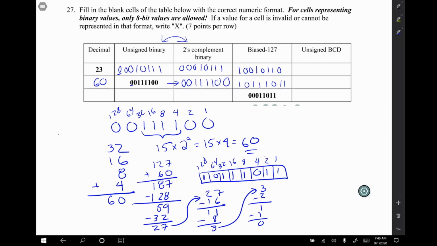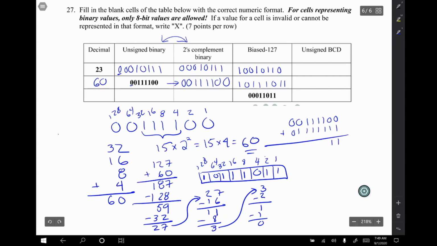Now remember, we have a way to double check this. We take the 2's complement value, 00111100, and we add 127 to it, a 0 followed by 7 ones. So we have 0 plus 1 is 1, 0 plus 1 is 1, 1 plus 1 is 0, carry the 1. 1 plus 1 plus 1 is 1, carry the 1. 1 plus 1 plus 1 is 1, carry the 1. 1 plus 1 plus 1 is 1, carry the 1. 1 plus 0 plus 1 is 0, carry the 1. 1 plus 0 plus 0 is 1. So this guy equals that guy, so apparently we've done it correctly.